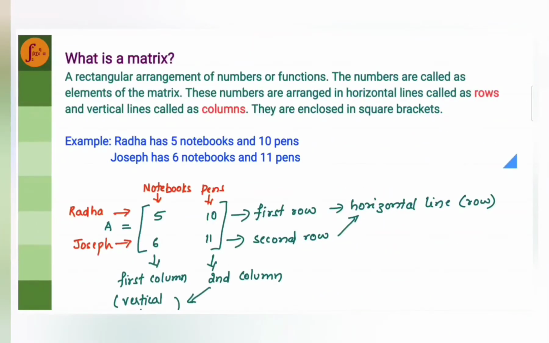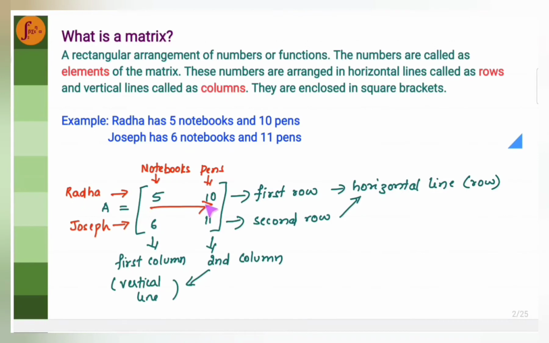What is a matrix? A matrix is a rectangular arrangement of numbers or functions. If you notice, it will be in the form of a rectangle. You have all the numbers arranged within this rectangle. Each of these numbers is called an element. And the way they are arranged is in the form of rows and columns. So this direction is called horizontal and this direction is called vertical.